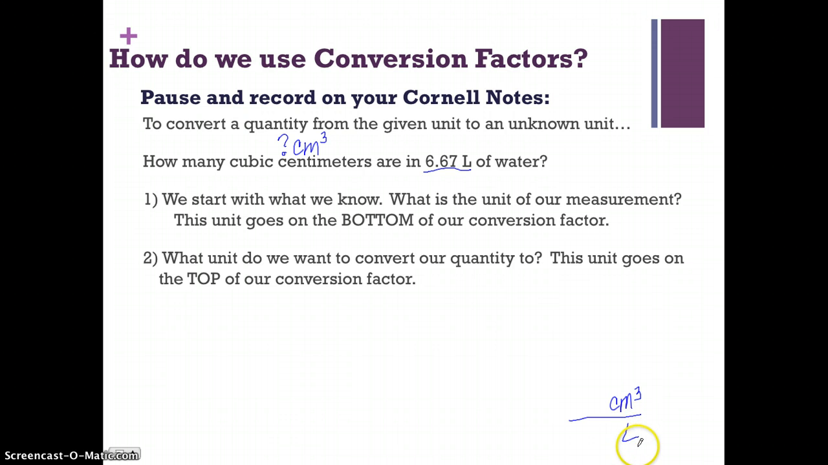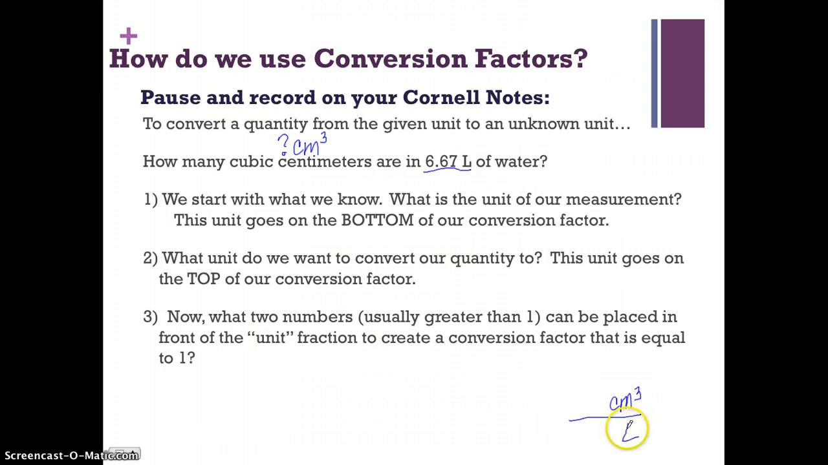So if you look at this for a second, the unit that we know is on the bottom. The unit we want to convert to is on the top. So it's kind of backwards. We're used to working from top to bottom, but you'll find that this is helpful. Then the last thing we do is figure out what numbers have to go in front of these units in order to make the numerator equivalent to the denominator. So I look for the bigger unit, it's liters. I put a 1 by it, and I figure out how many cubic centimeters are in a liter. And you should know that there are 1,000 cubic centimeters in 1 liter from having built your metric cube. And so yes, this does equal 1.